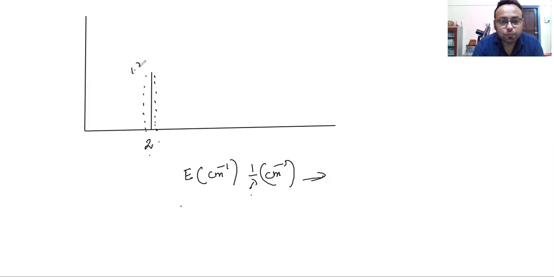Either you are getting 1.9 centimeter inverse or 2.1 centimeter inverse, in absorption spectra or emission, whichever. According to theory the value should come at 2, but you are getting either 2.1 or 1.9. You are getting the line at that position, but your theory is saying that you should get the line at exactly 2 centimeter inverse. That means there is a displacement of 0.1, either plus or minus.